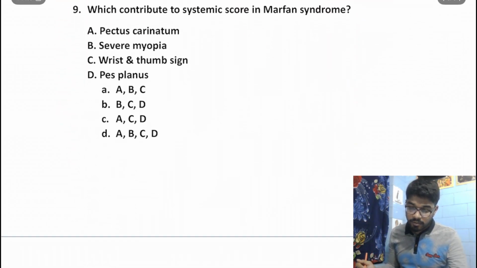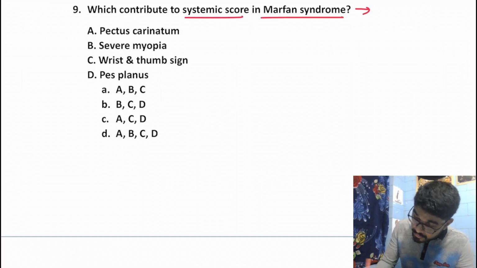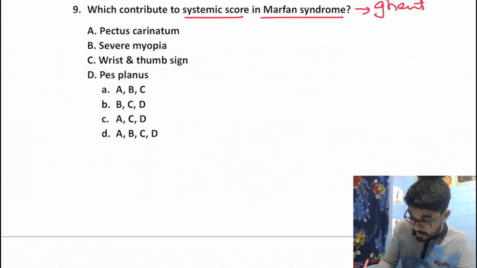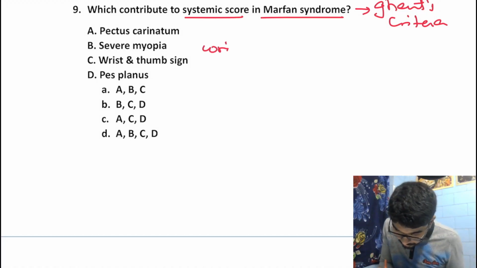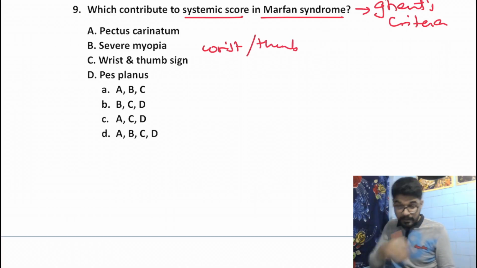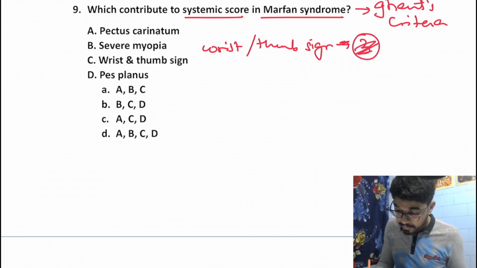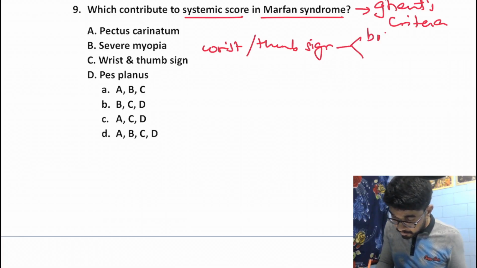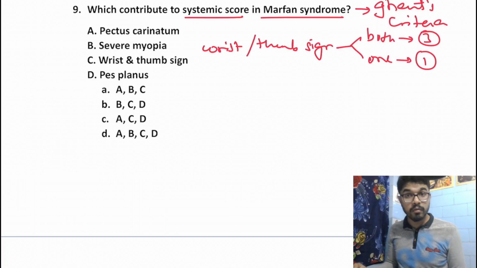Which contribute to the systemic score of Marfan syndrome? The systemic score of Marfan syndrome is based on the Ghent criteria that I mentioned. Now, as per the Ghent criteria, if we have the wrist or thumb sign, the Steinberg and the Walker-Murdoch sign. If both are present simultaneously, then a score of 3 is given. If any one of them is present, then a score of 1 is given. Okay.